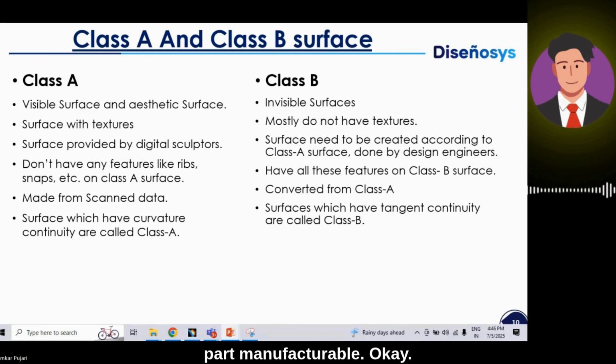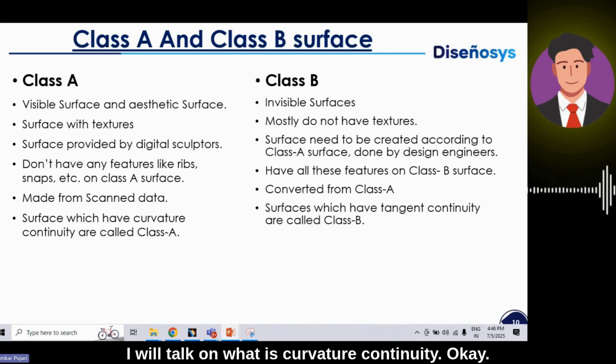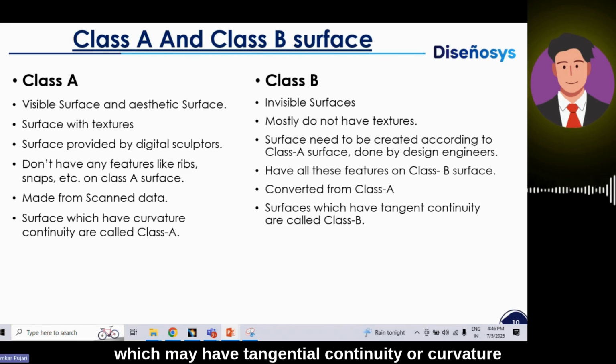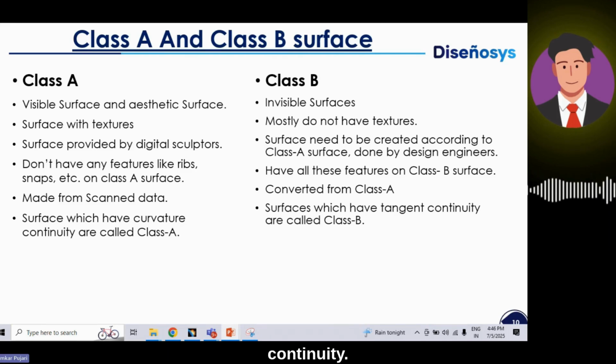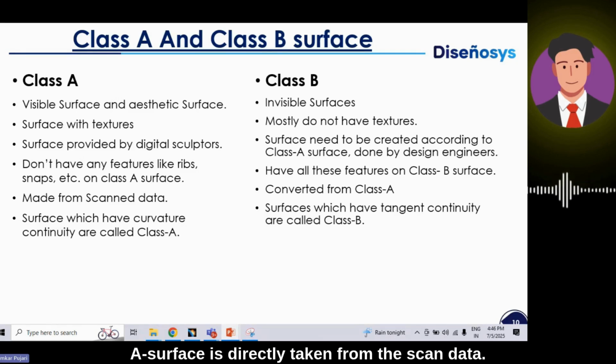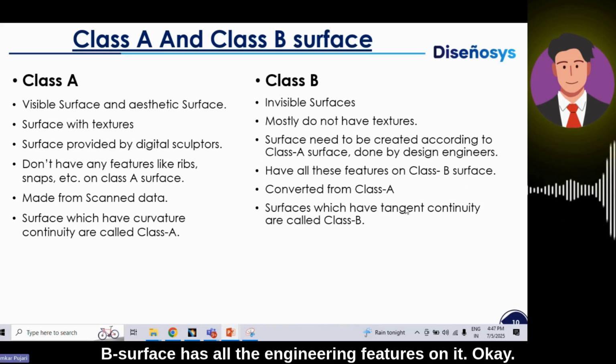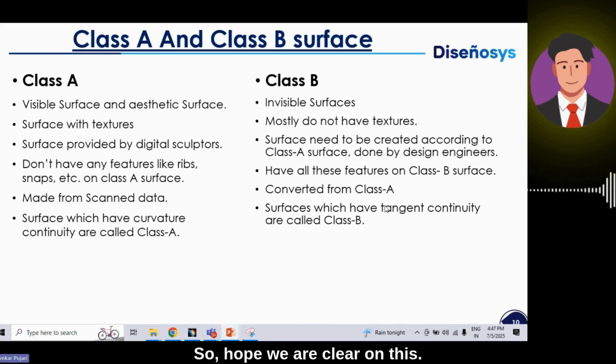Basically, an A surface has curvature continuity. I will talk about what curvature continuity is. You can see surfaces which may have tangential continuity or curvature continuity. Both kinds of continuity are okay in a B surface. A surface is directly taken from the scan data. B surface is converted from A surface. B surface has all the engineering features on it. Hope we are clear on this.